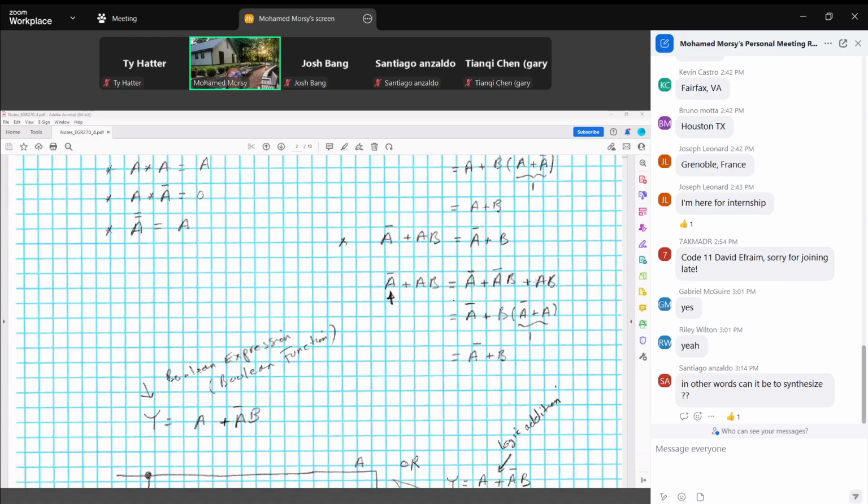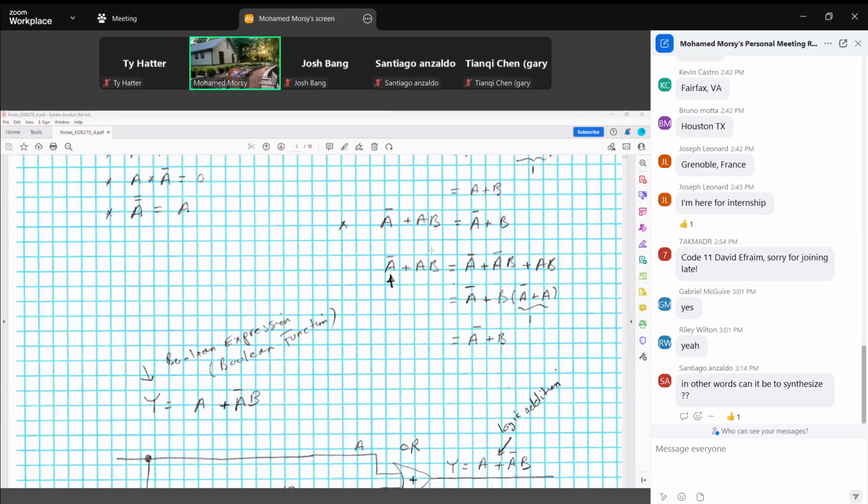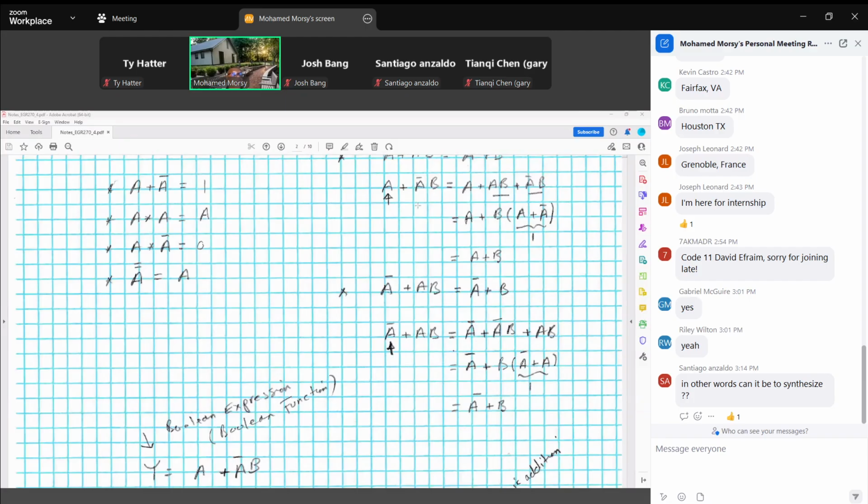So again, look at here, we can take B common, multiplied by A inverted plus A, which is 1. B times 1 is B, so this equals A inverted plus B. So A inverted plus AB is A inverted plus B. But A plus A inverted B is A plus B.